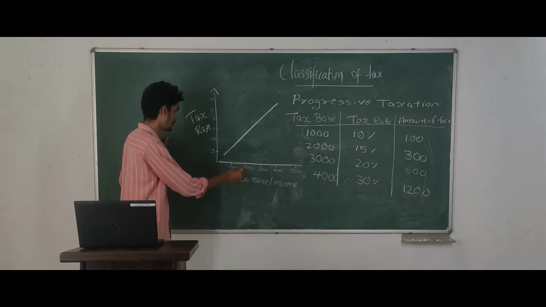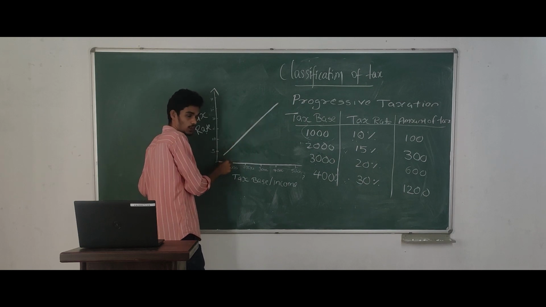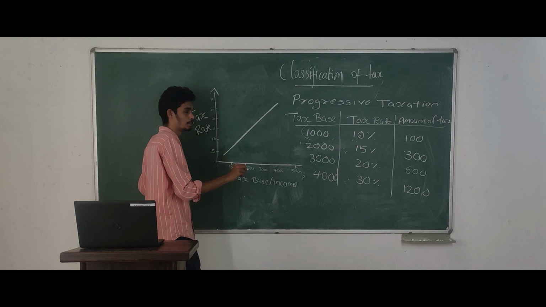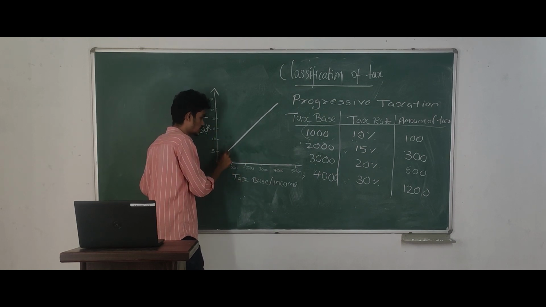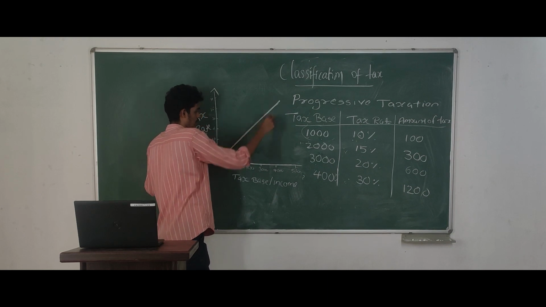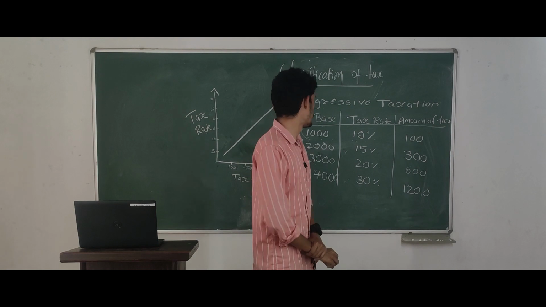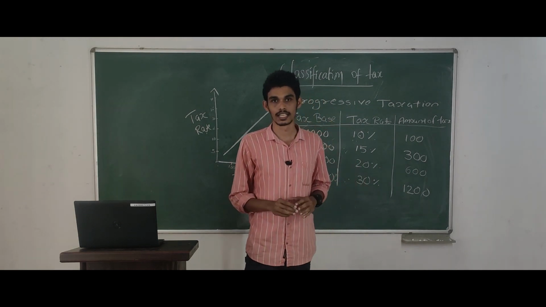a supply curve. Here, as income increases, the tax rate also increases. This curve shows the positive relationship between income or tax base and tax rate. Then, in the case of progressive taxation, as income increases, the tax rate also increases.